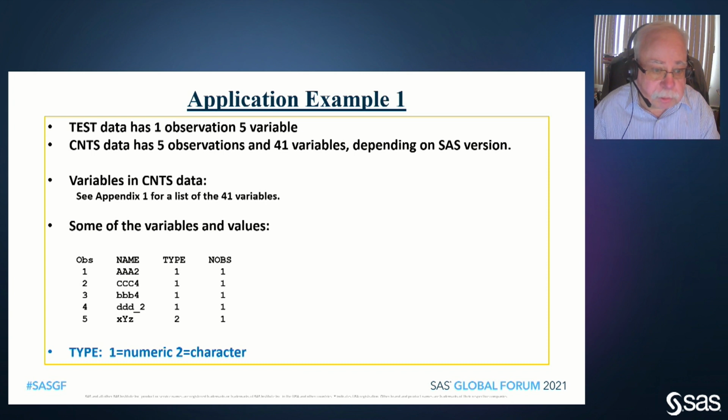Now, the other thing I'm also looking at is the type. The type variable, what happened? The type variable is 1 for numeric and 2 for character. Because sometimes you just want to process a numeric variable, sometimes you want to process the character, or a mix of both.